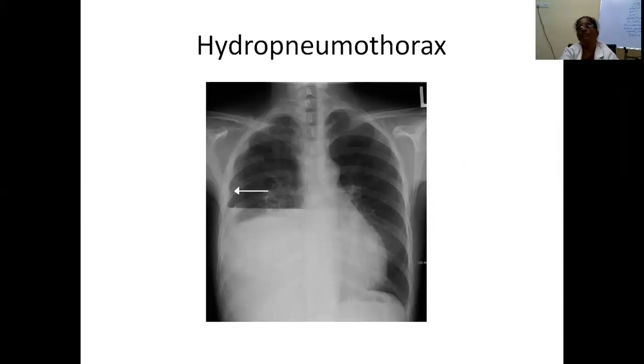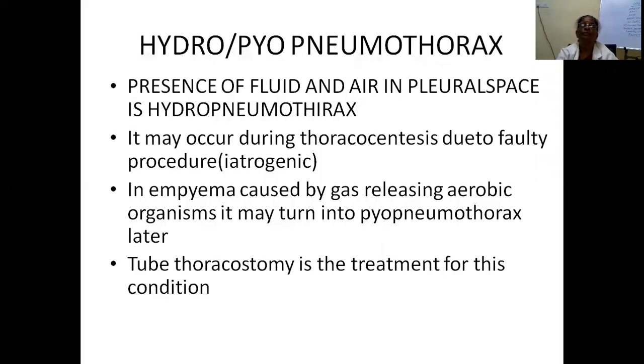Whenever air is introduced into the pleural cavity during thoracocentesis, after doing the thoracocentesis we go for an X-ray, and we will get this picture. This is called hydropneumothorax. Whenever there is hydropneumothorax, there will be a horizontal line of demarcation between air and fluid. Hydropneumothorax is the presence of fluid and air in the pleural space.